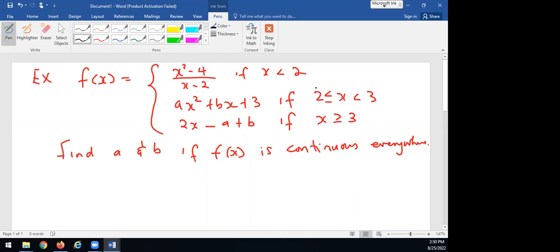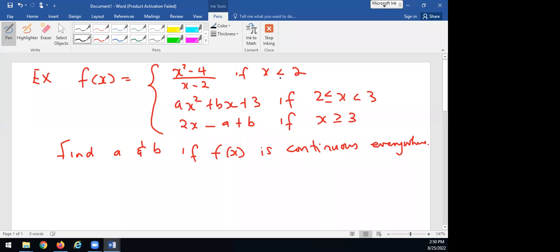If I look at the limit as x approaches 2 from the left, which equation am I using? If it's less than 2, am I using this equation or this one down here? It's probably the first one, right, because less than 2 means left of 2. Does that make sense? Yeah.